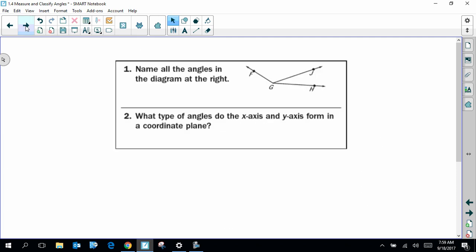So go ahead and pause the video at this point and answer the two questions that you see here. And when you're done, hit play, compare your answers with mine, and see how you did.